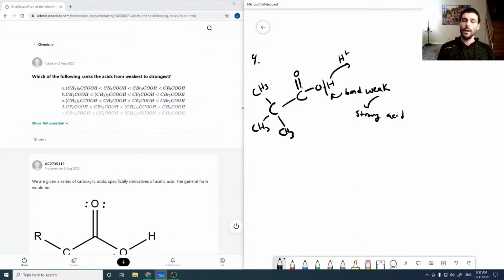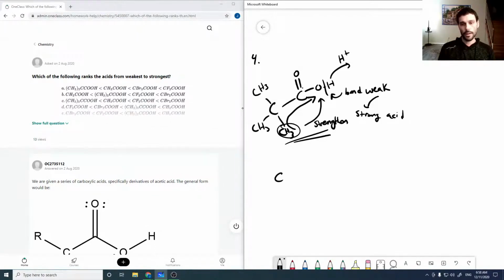Okay. So in this case, these CH3s on the end are electron donating groups, meaning they're going to donate electron density this way, or along the molecule, meaning we're actually going to strengthen the bond. So this is likely our weakest acid, unless there's something with more electron donating groups.